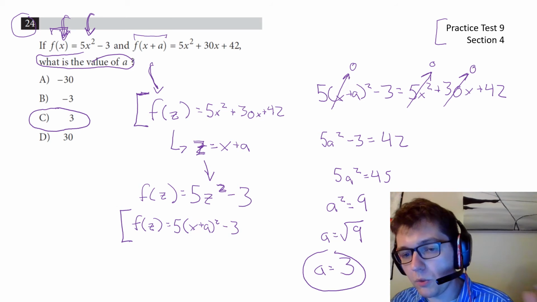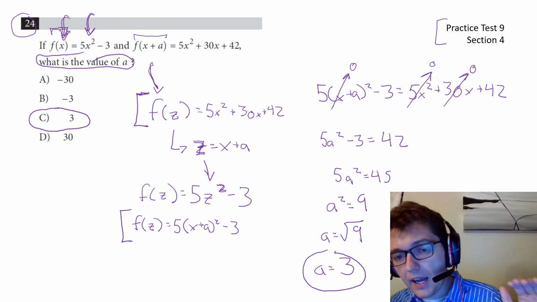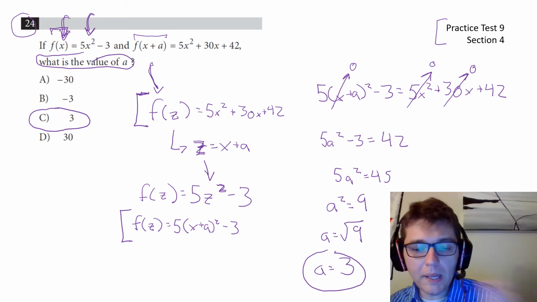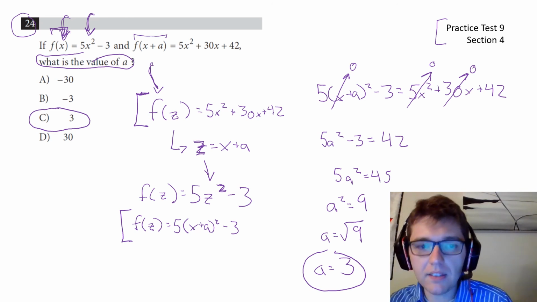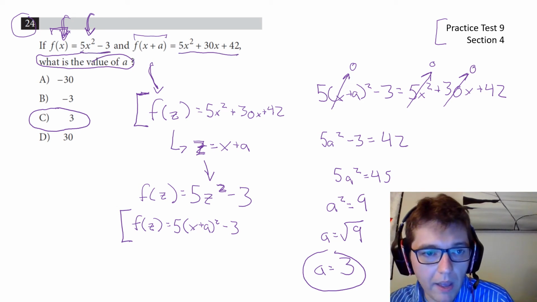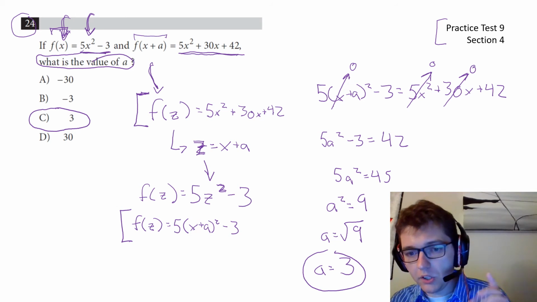I want to conclude this video with one more thing, which is that to get a real grasp of this concept, you won't be able to do this on the SAT, but it's helpful to plot both of these expressions, f of x, 5x squared minus 3, and f of x plus a, 5x squared plus 30x plus 42. So let's go ahead and do that.